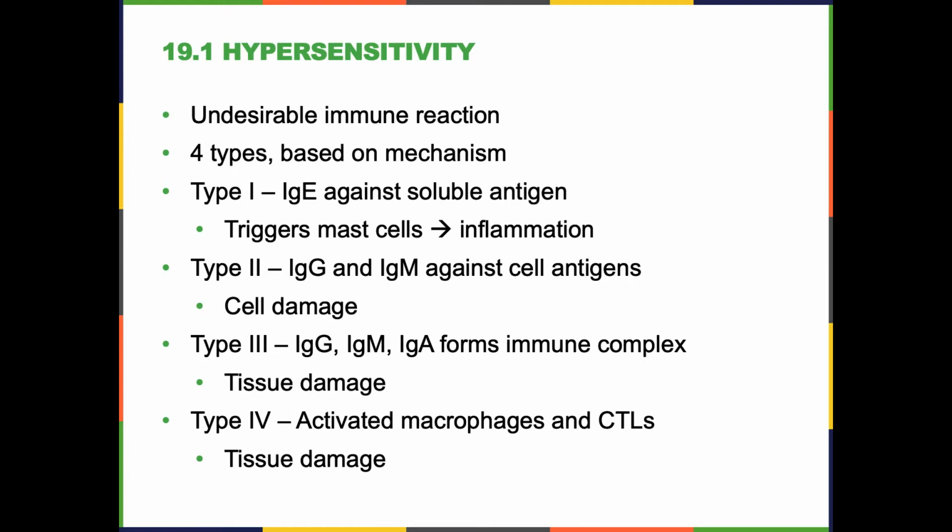Type 1 is all about IgE. It's all about IgE against soluble antigens, right? And remember, IgE attacks large parasites, but it also triggers inflammation, right, by binding to mast cells. So this is how type 1 works. Basically, we make IgE against some sort of antigen, and then it triggers mast cells, which leads to inflammation.